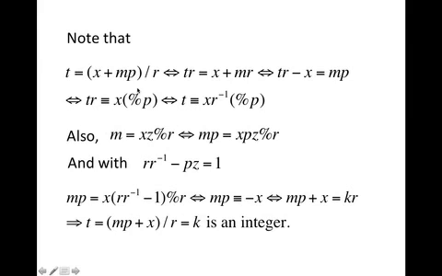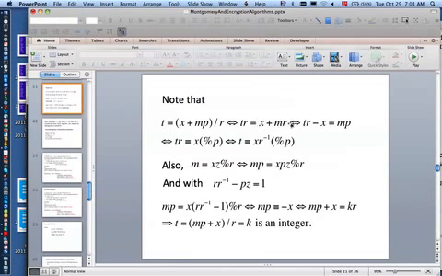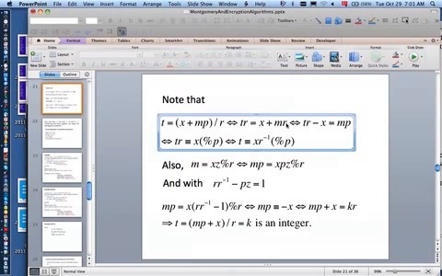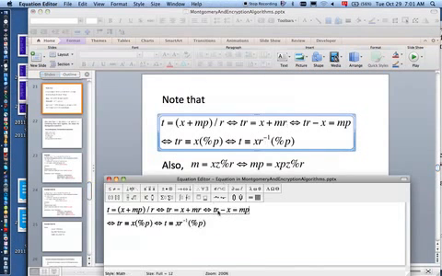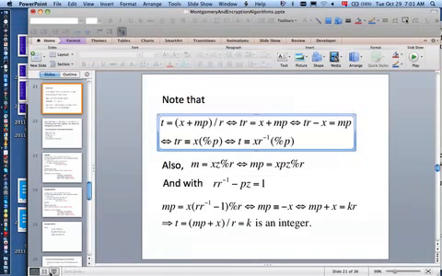Sorry, I just have to make a small correction in here. Let me just do that. MP. Okay. TR is equal to X plus MP. Okay. Continue from that.